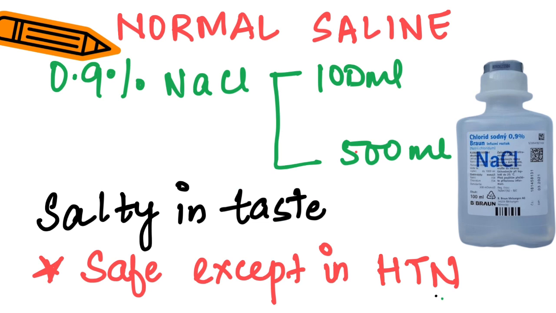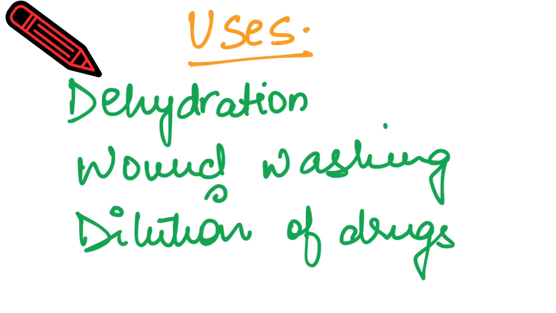Now coming to normal saline or NS. It is available in various concentrations. One of the most commonly used concentrations is 0.9% NaCl. NaCl is sodium and chloride. Mainly because of the presence of sodium, its taste is a little bit salty, and it is safe to administer to all patients, except in the case of hypertension, as it contains sodium, so it is not recommended for a hypertensive client. Uses for NaCl include dehydration. We can give it to all patients of dehydration except those with hypertension.